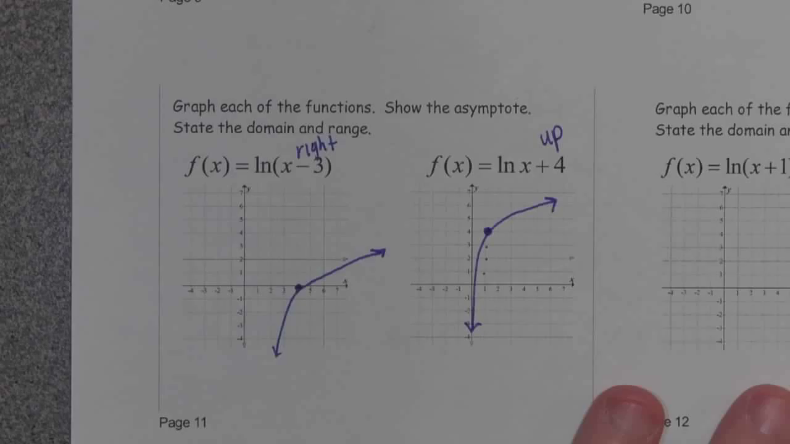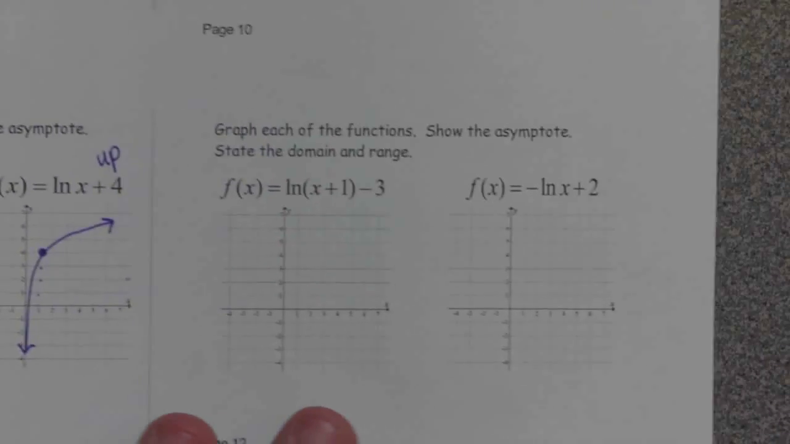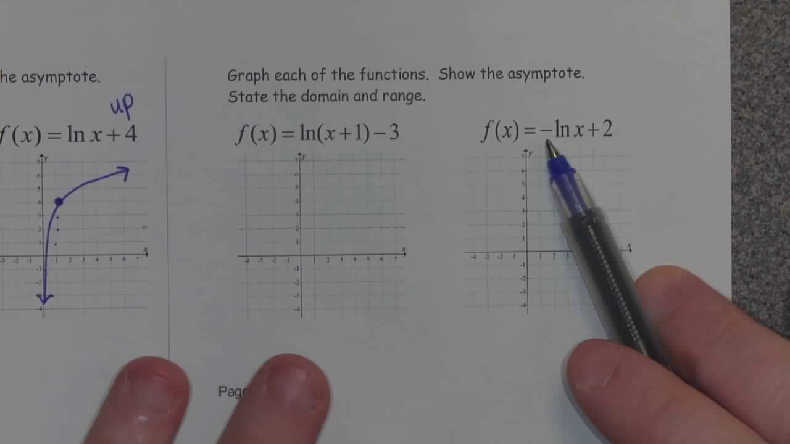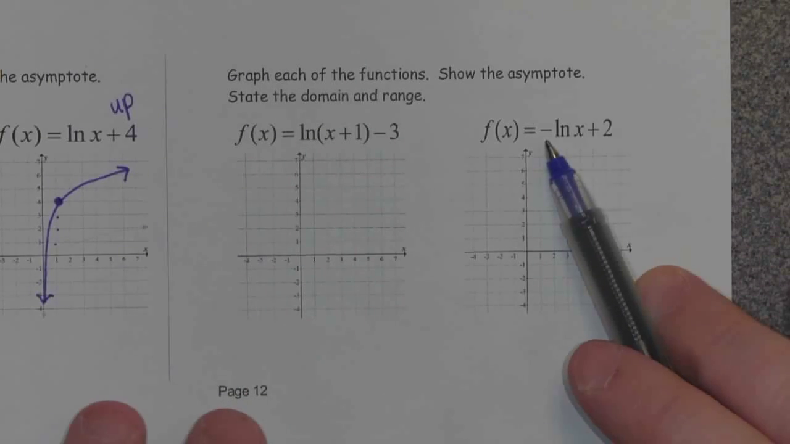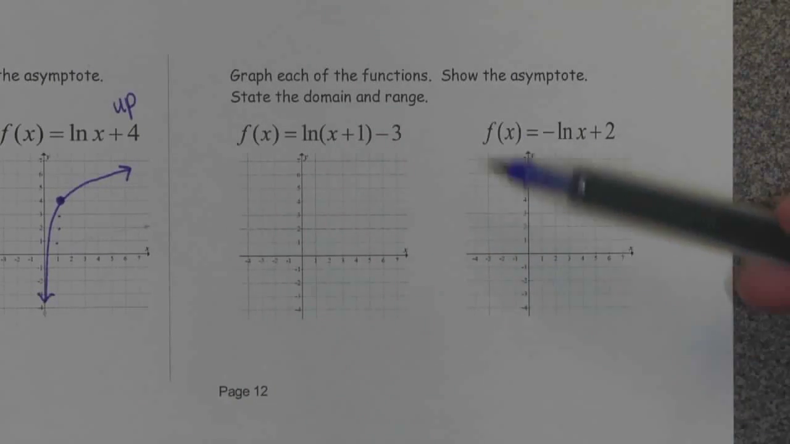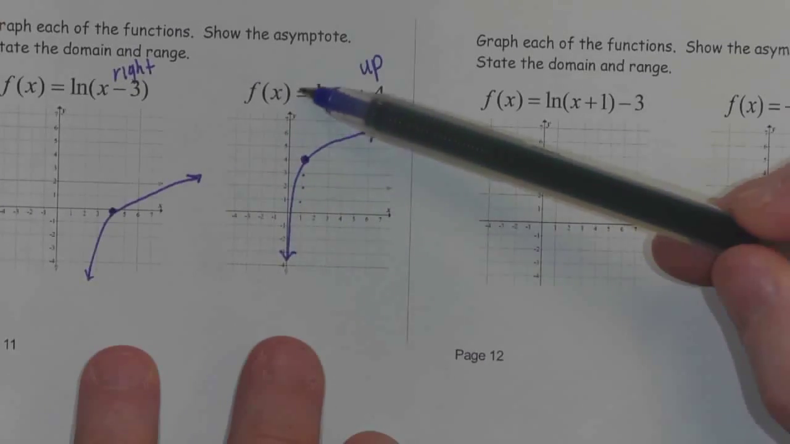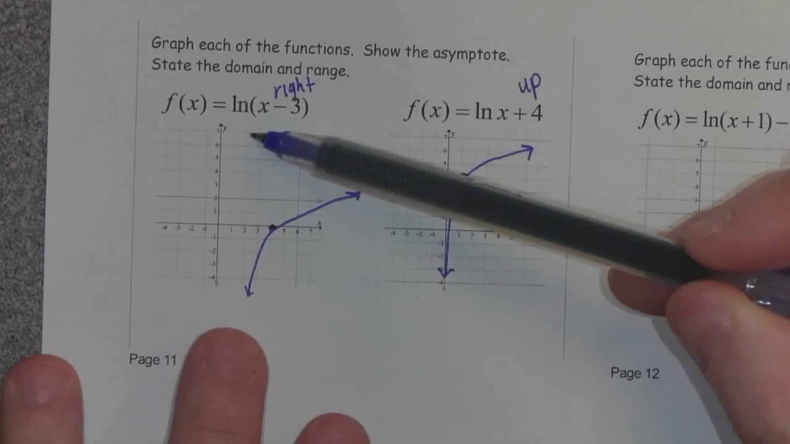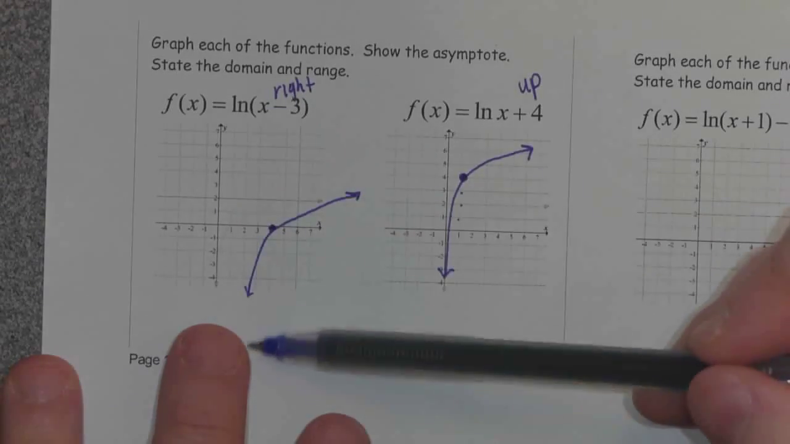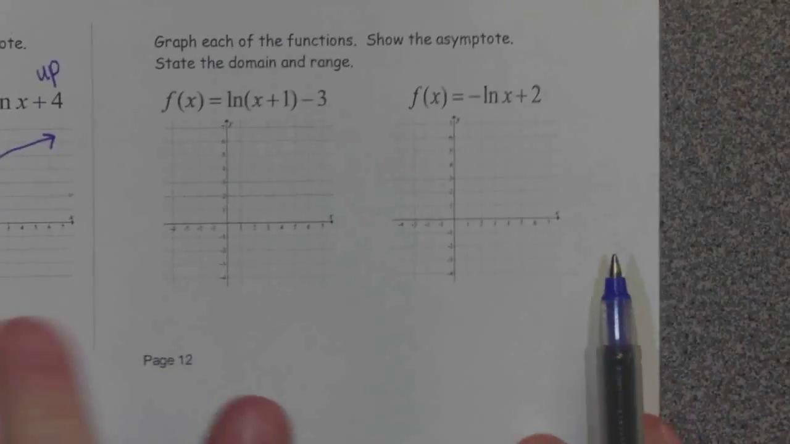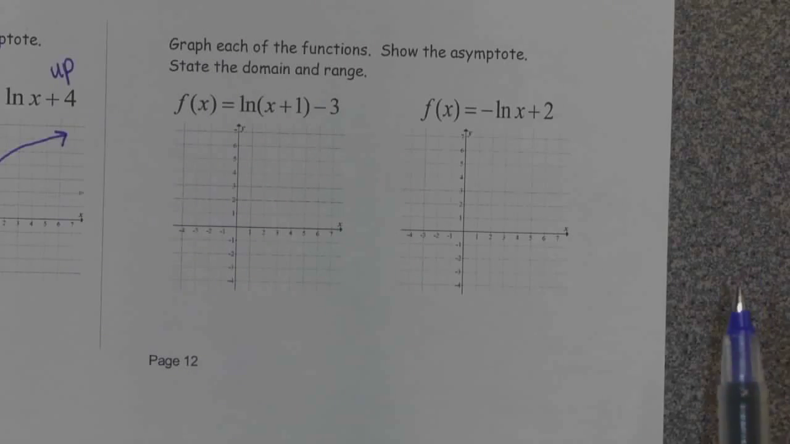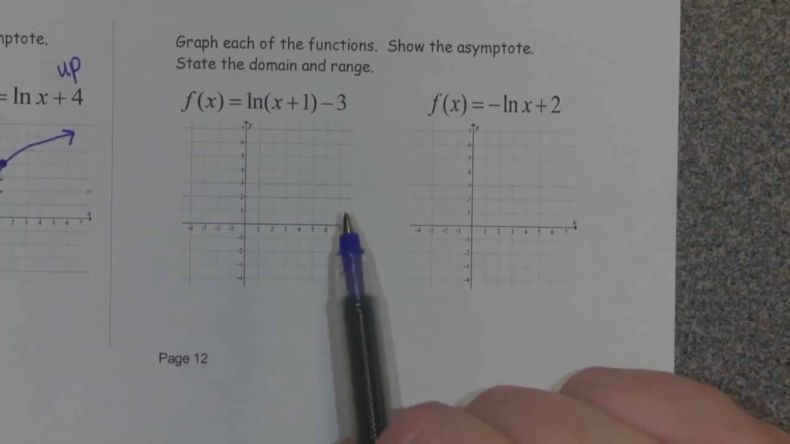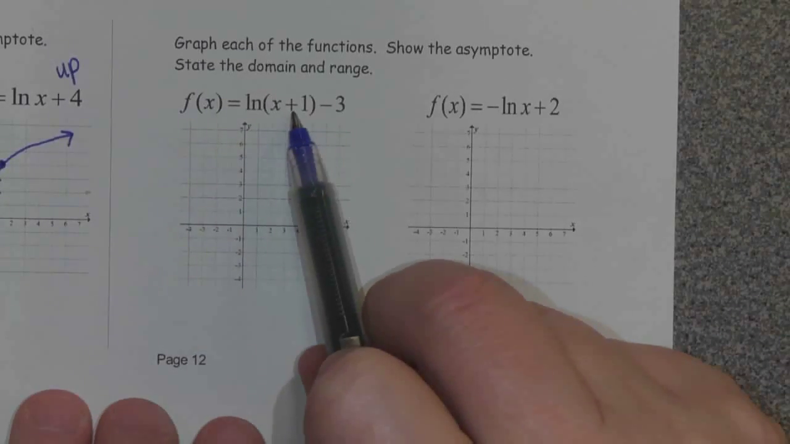So the same thing on these next two. We're shifting them left, right, or up or down. On this one, we even have the negative out front, which flips it upside down. It says to show the asymptote, which is really that line that it doesn't cross, which in this case would be the y-axis. So you're going to graph them, you're going to show the asymptote, you're going to state the domain and range. So I'm going to help you just sketch them really fast.